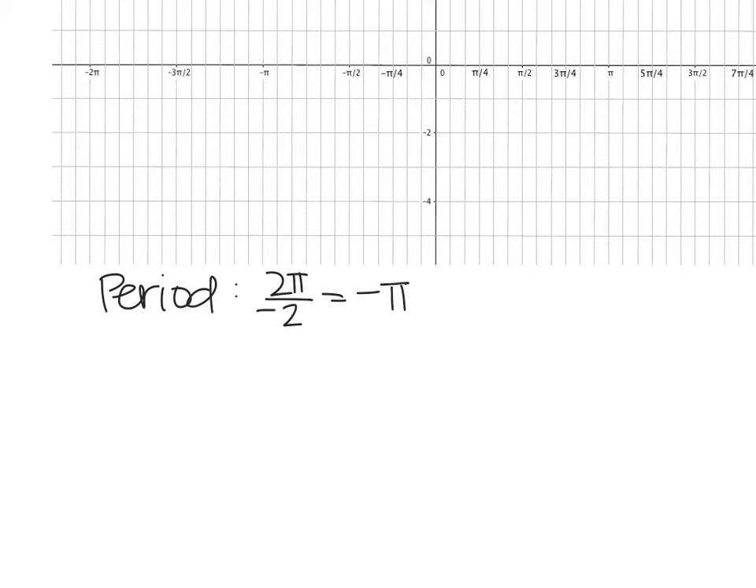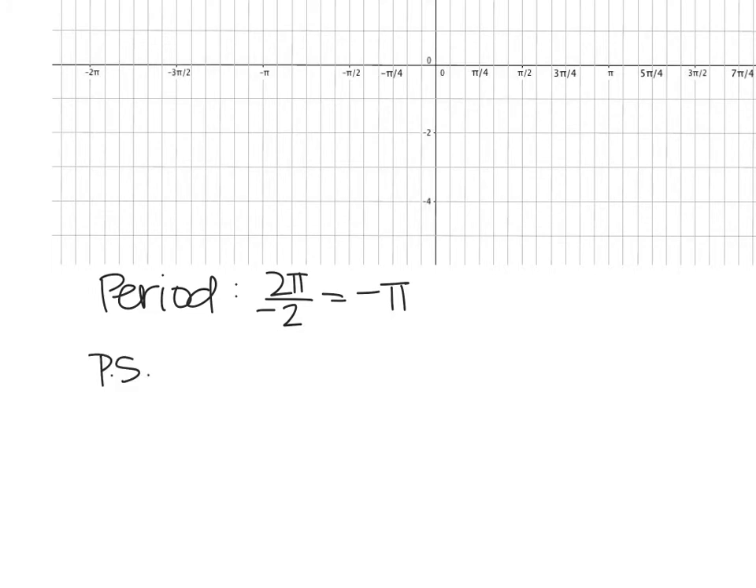A period can't really be negative unless we were talking about going to the left. So we can also consider our period to be positive pi. If I'm going to go in the positive direction, I'm going to get the same thing as if I were going to go in the negative direction and get a period of pi.